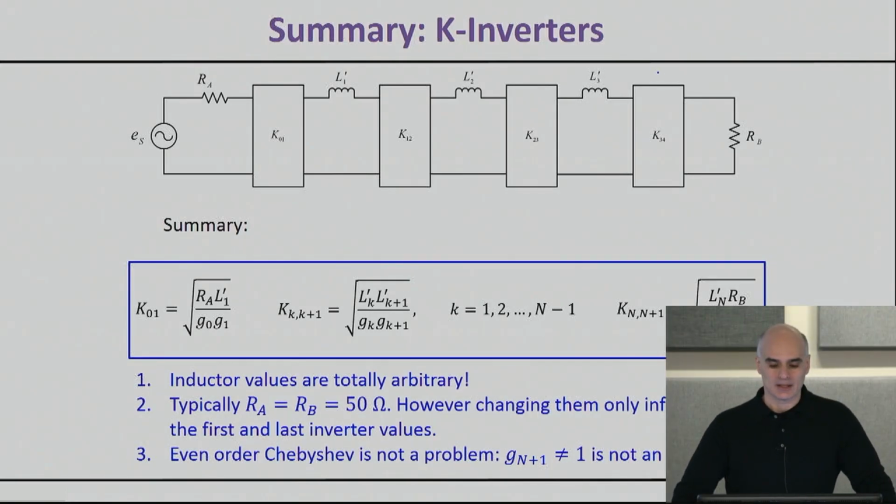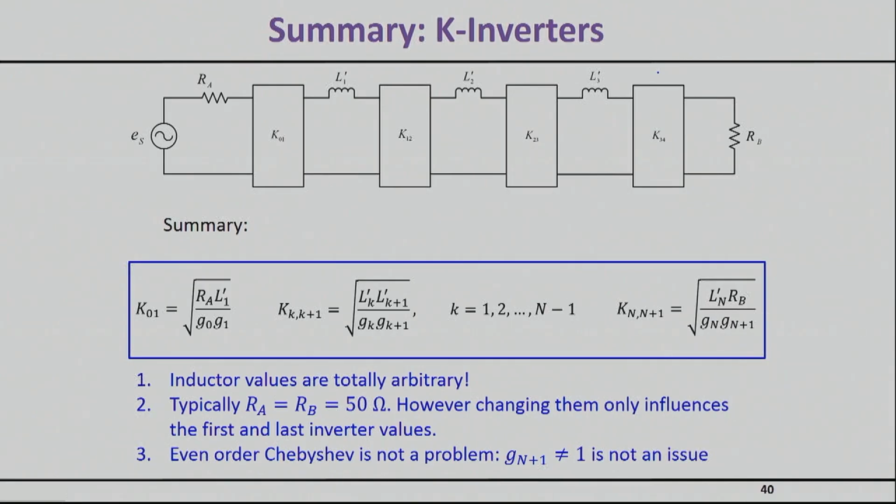So in fact, this is the summary for what we just discussed. This shows you how you can calculate the inverter sections or the coupling sections of the filters if you know the impedances for the source, here written as RA, and the impedance of the load, here given as RB, and the required G parameters, which you can calculate based on the tables we discussed last time, for example, whether you have a Butterworth, a Chebyshev, a Bessel, or any other approximation that you choose. And again, the values are totally arbitrary.